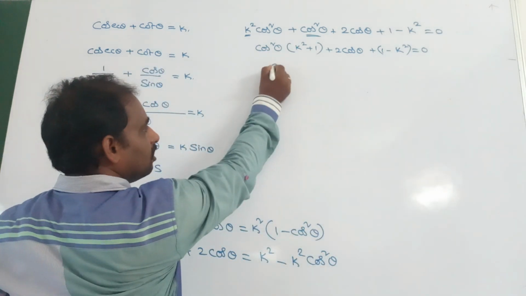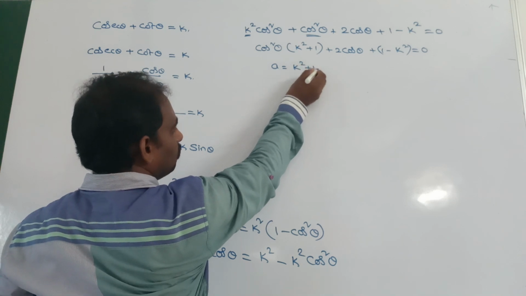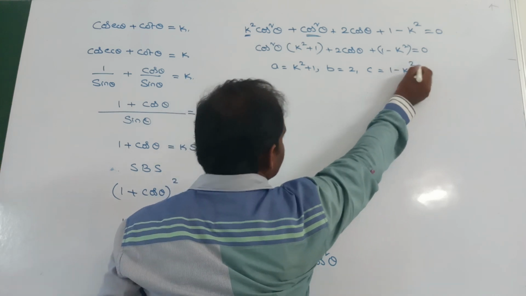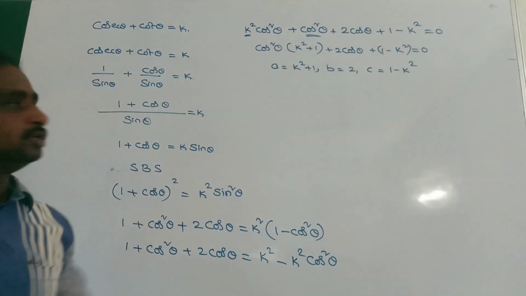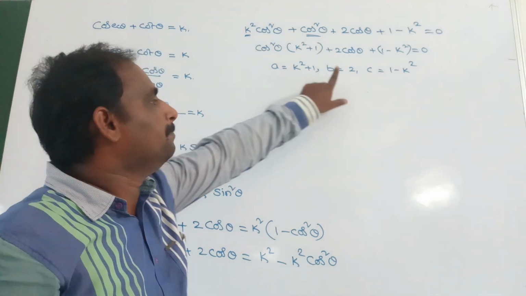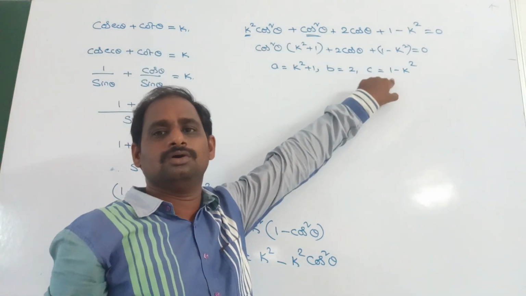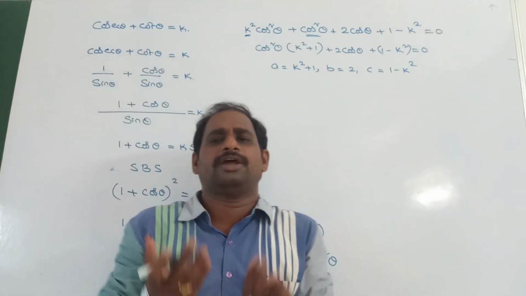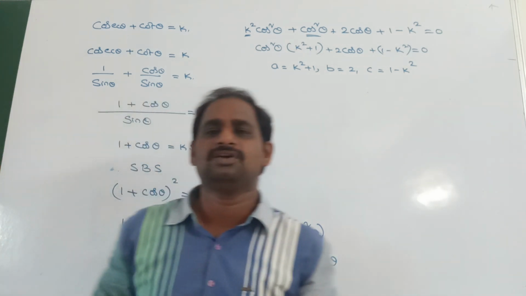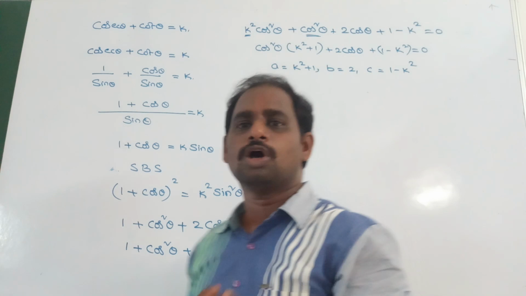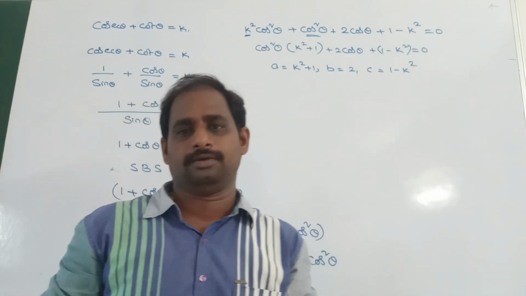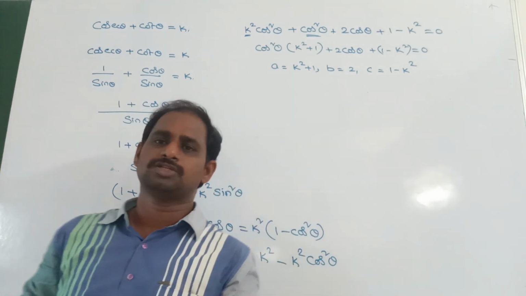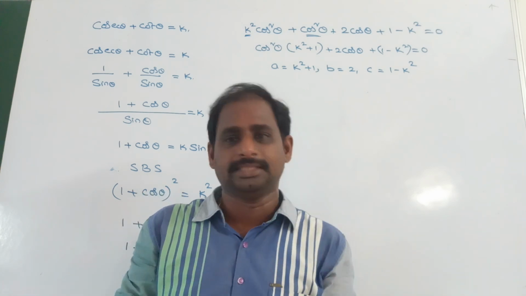Clearly, what is the value of a? a is equal to k square plus 1, b is equal to 2, c is equal to 1 minus k square. To solve a quadratic equation, everybody tries to use the formula x is equal to minus b plus or minus root of b square minus 4ac by 2a. We can do it in that method.